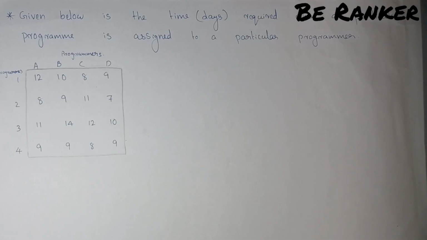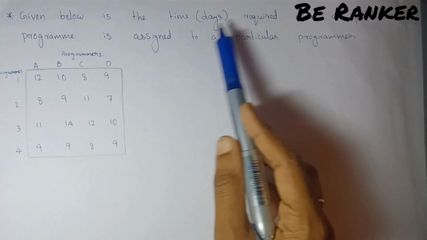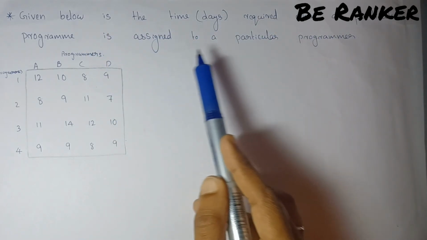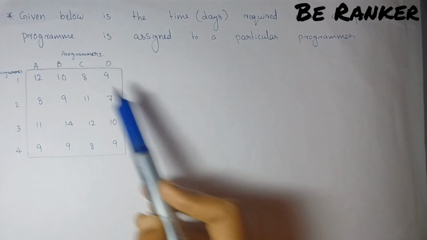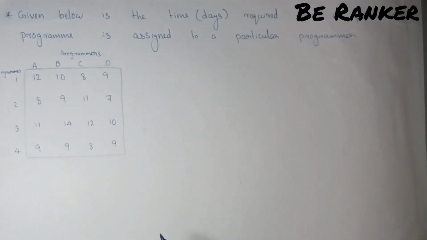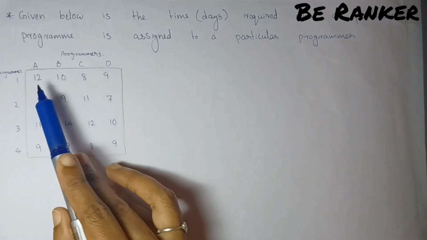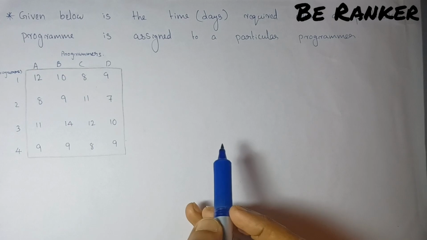This is another type of assignment problem. The question is, given below is the times or days required when a particular program is assigned to a particular programmer. These are the programs and these are the programmers. Okay, the first step in the assignment problem is to find the minimum value in each row and subtract it from the other row elements.